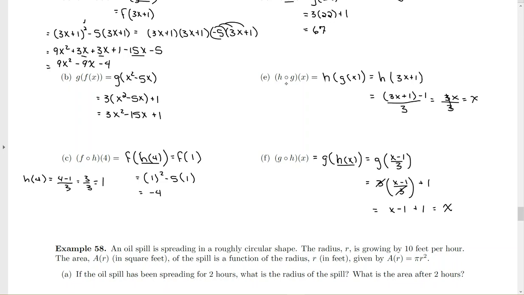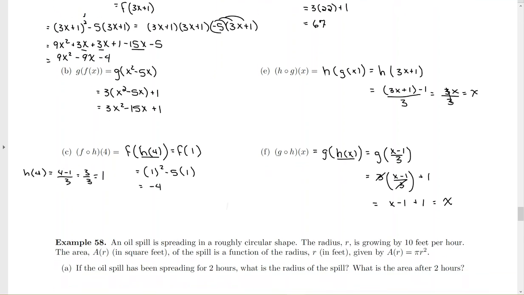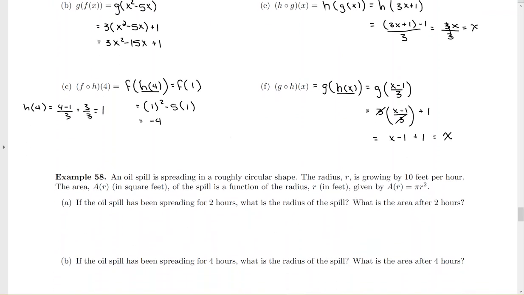It's kind of interesting on this specific question, h of g of x and g of h of x both turned out to be x. But that's not always the case. When we did f of g of x and g of f of x, they came up with two totally different answers. So it's kind of a special case there with the h and the g function.